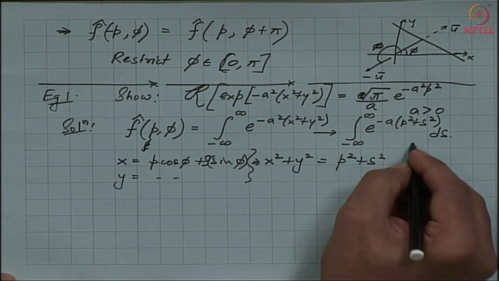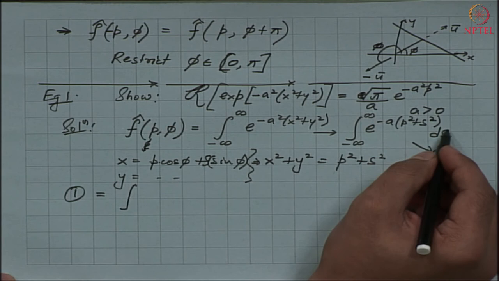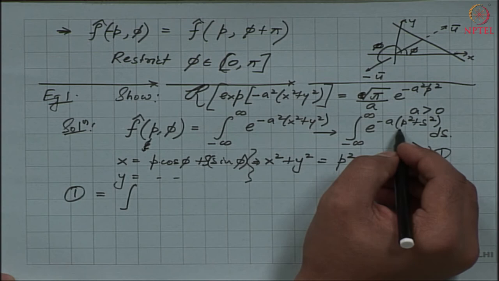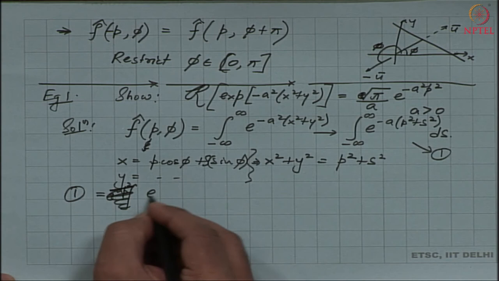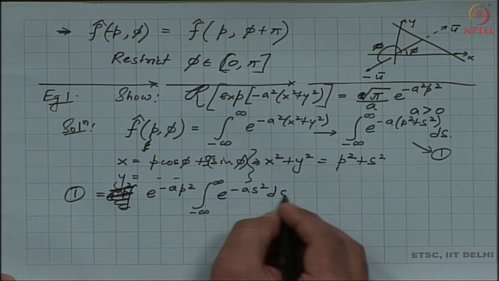So, my expression 1 is the integral. Now, notice that I am integrating with respect to s, ds. So, which means for this element, my quantity p becomes an independent variable with respect to s as the integration variable. So, I can pull out my expression e to the power negative a p square. So, let me rewrite this: e to the power negative a p square, integral from negative infinity to infinity, and I am left with e to the power negative a s square ds. The original expression had an a square, so I have an a square here and an a square here as well.